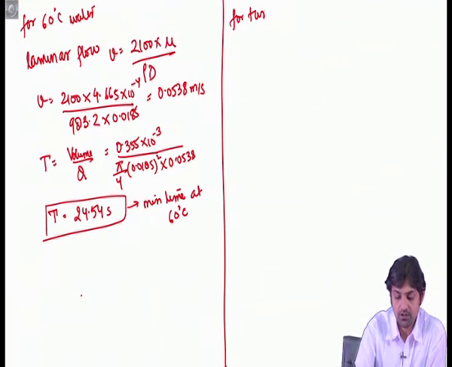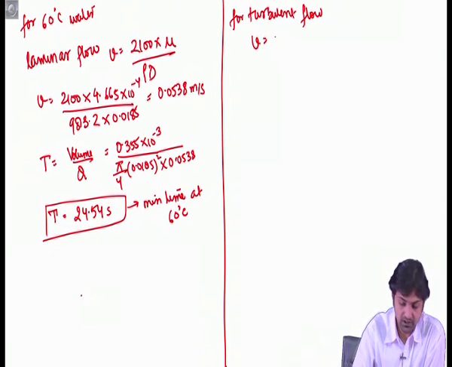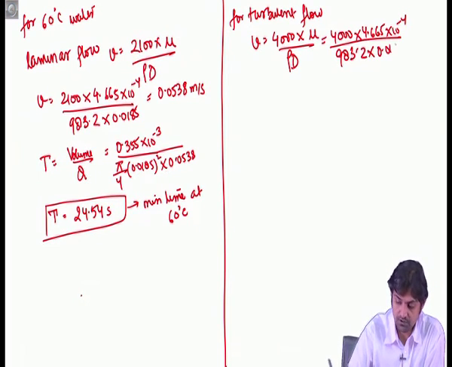So for turbulent flow, we do a similar thing, 4000 into mu by rho d. Mu is 4.665 into 10 to the power minus 4, divided by 983.2 into 0.0185, and the velocity is going to come to 0.102 meters per second.